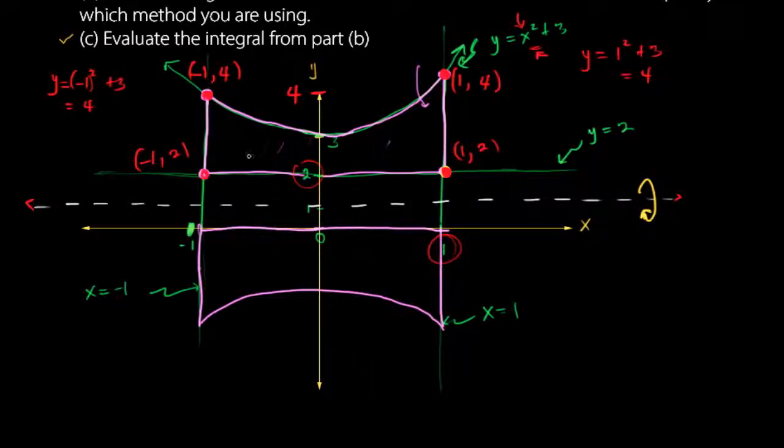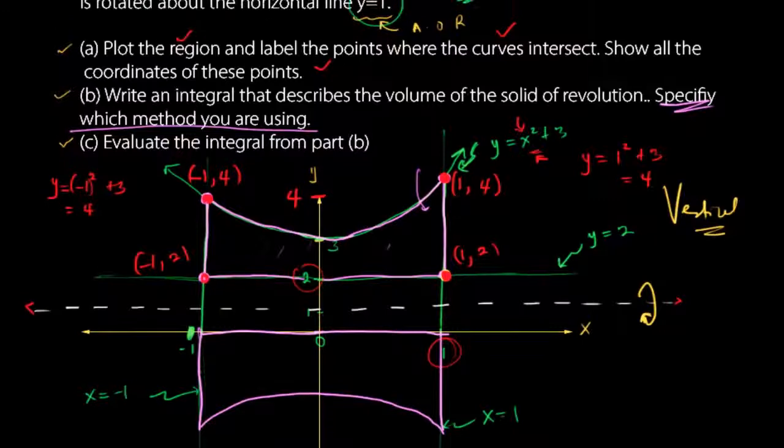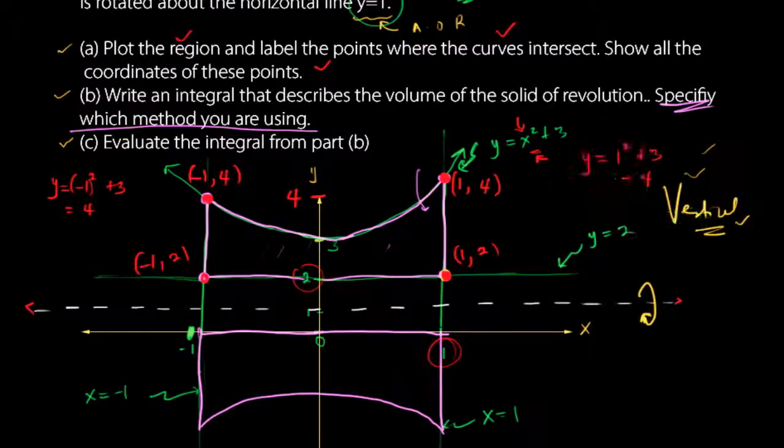We're told to find the volume of the solid of revolution, and it says specify which method you are using. We're going to be using the vertical slice. To do problems like this, we continue with what we said we would do. We start by slicing. When you slice, you sum, and then you integrate. That's all you do: slice, sum, and integrate.